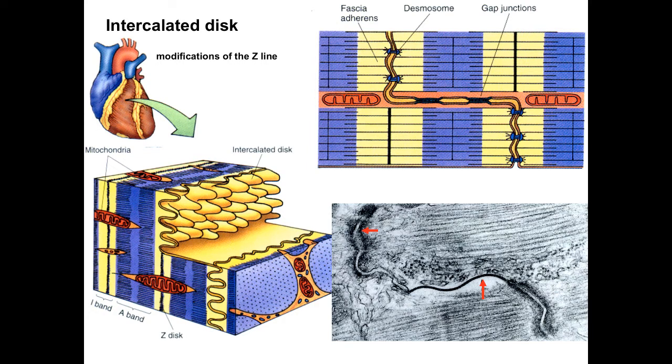This is showing the intercalated disk structure of cardiac muscle cells. It's the specialized junctional complex, and there is a transverse region to the intercalated disk that has desmosome-like structures and fascia adherens. That's on the transverse region. And then on the lateral region, there are gap junctions.